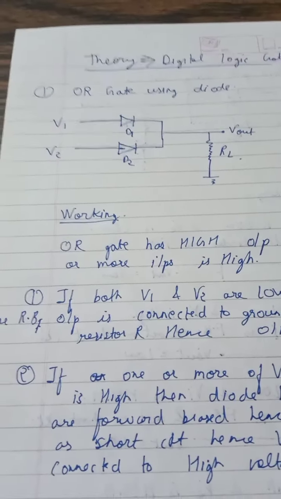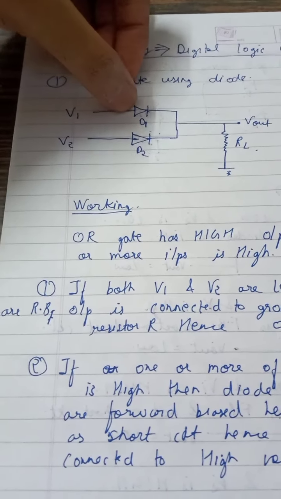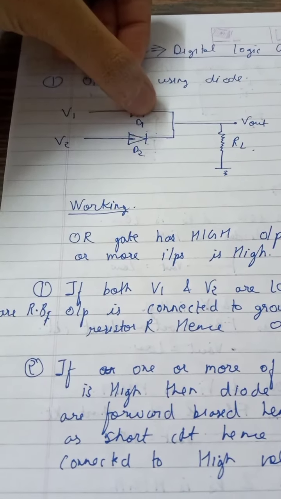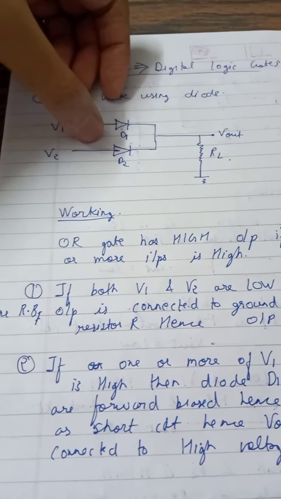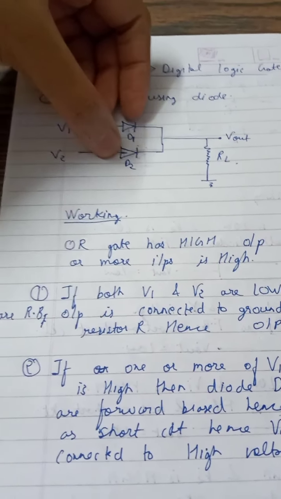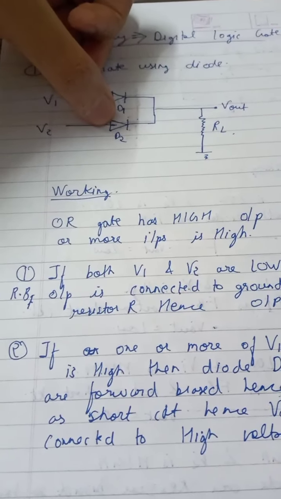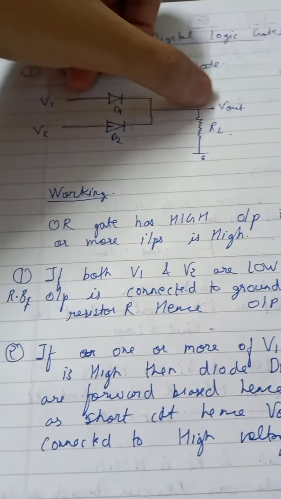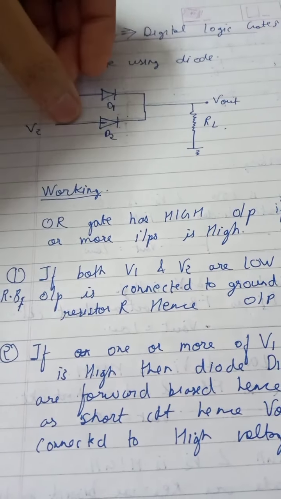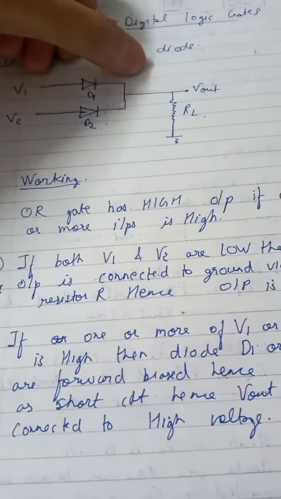Now the third case, if V1 is low and V2 is high. If V1 is low, then the P terminal of this diode will be connected to low. So the diode D1 will be reverse bias. And if V2 is high, then the P terminal of diode D2 will be connected to high. So the diode D2 will be forward bias. So in the forward bias, the diode will act as short circuit. So this V out will be connected to V2 via this short circuit, to logic high voltage. So V out will also be logic high.